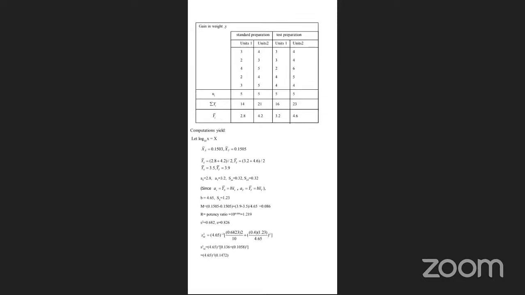So then x bar equals 0.15, y bar equals 3.9. Then small a equals 2.8, Sn equals 0.320, and b equals 4.65, where r, the potency ratio, is 1.215, s square equals 0.826, where s square equals 4.65 into 0.472. So s equals 0.23.